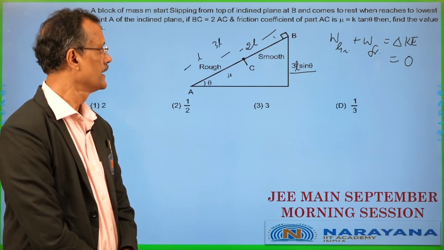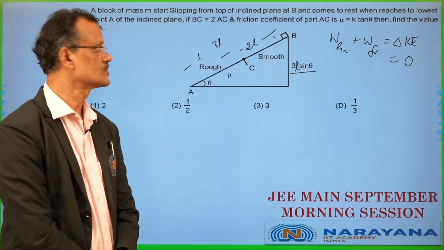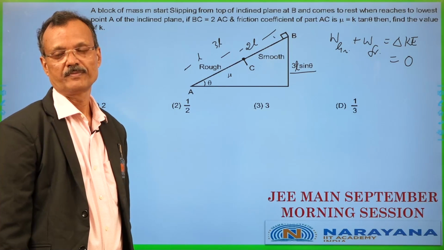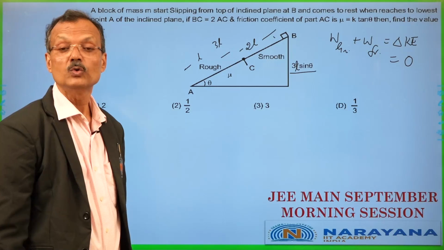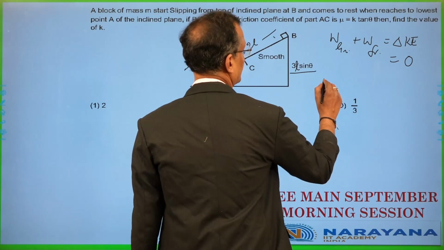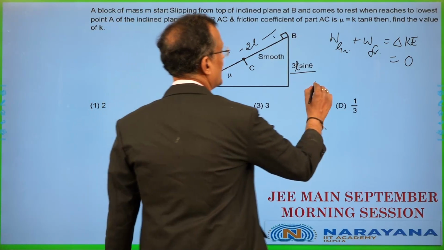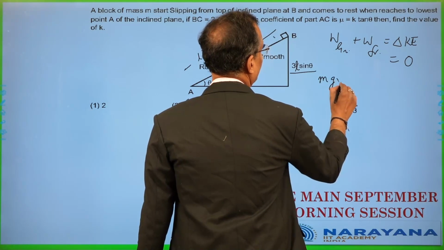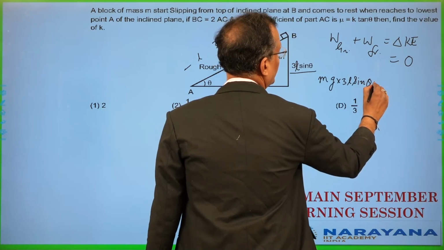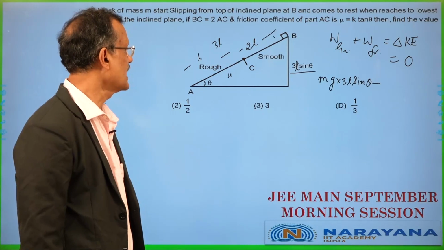Clear to you? Now, work done by gravitational force. It is falling through a height 3L sin theta and it is coming down. The work done is positive. The work done by gravitational force, already you know, is mgh. So it is mg 3L sin theta, minus, because frictional force is opposing and it is coming down.